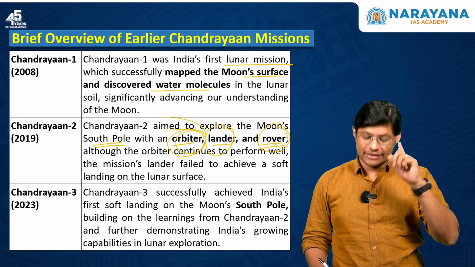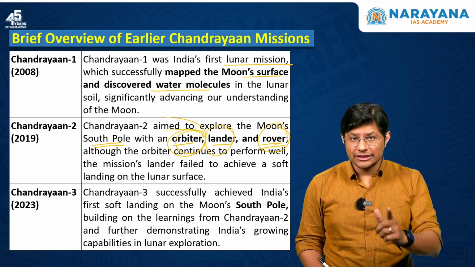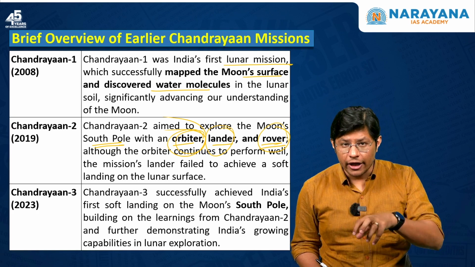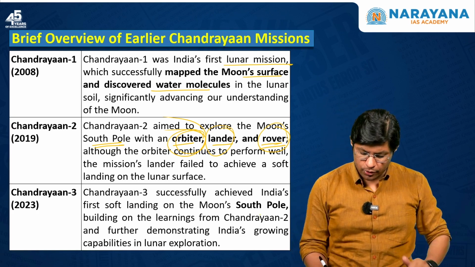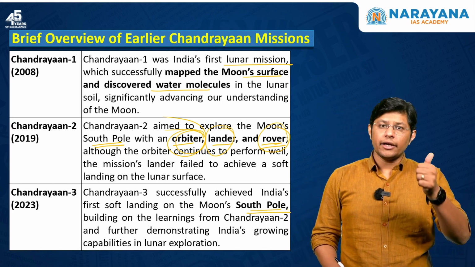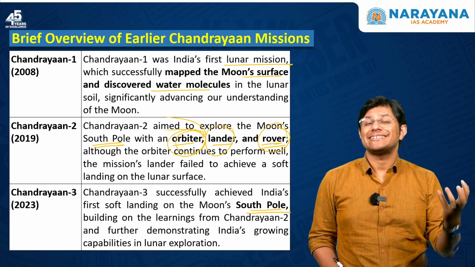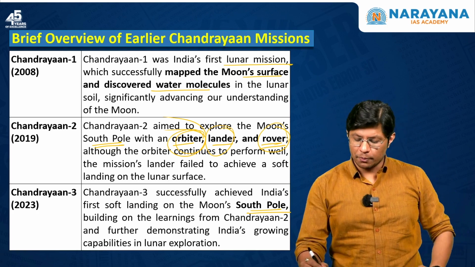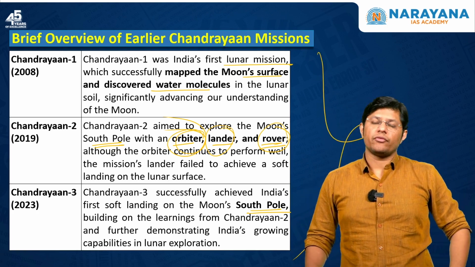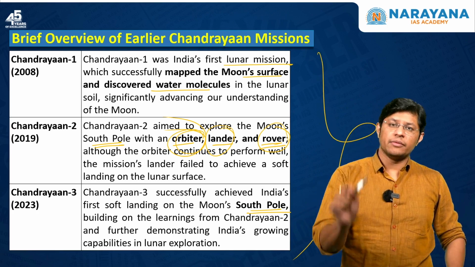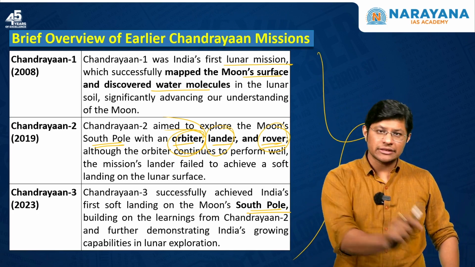Chandrayaan 3 was a successful one. Why? Because for the first time, India made a soft landing on the moon's southern pole. So 1, 2, 3 and 4 is to bring back samples from the moon. So please remember the difference between these 4 Chandrayaan missions, because a question may be asked in the examination.